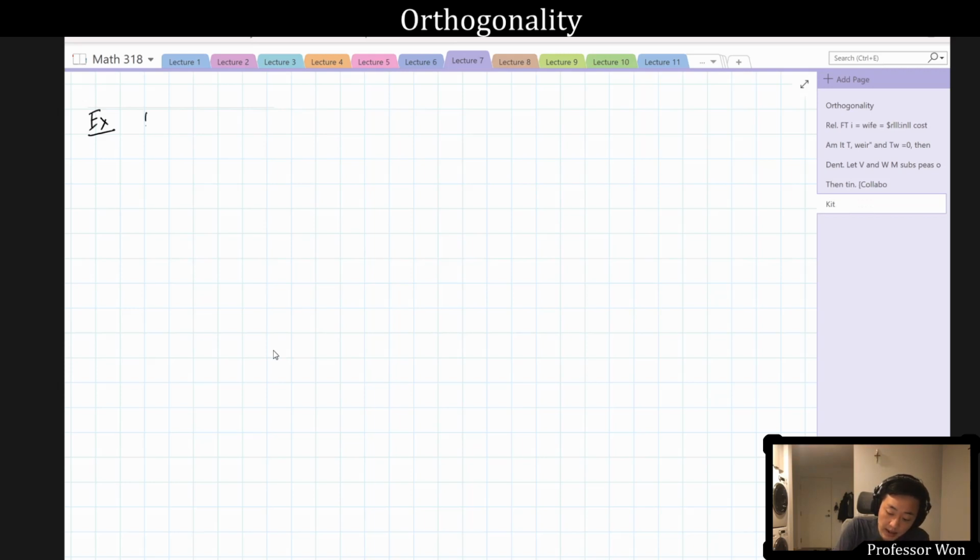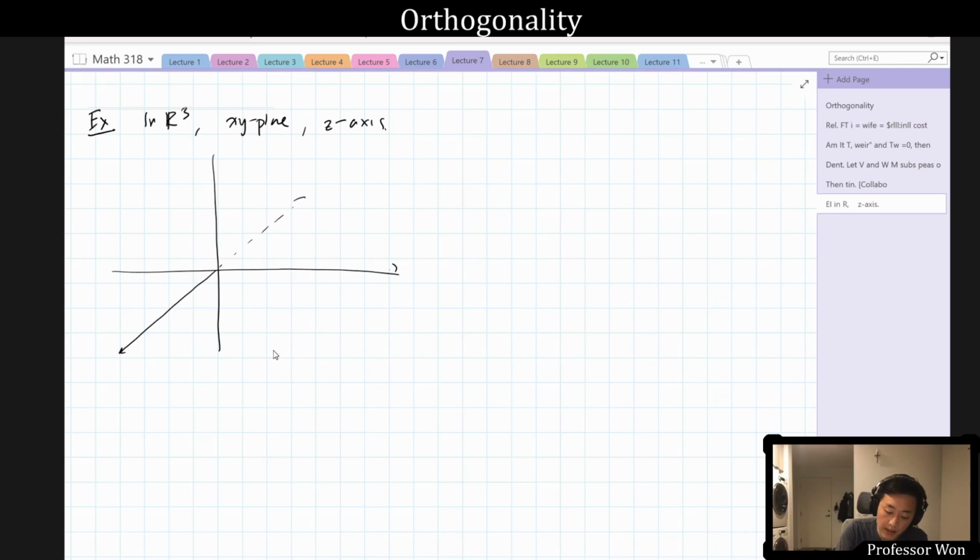Let's take a look at, in R3, the xy plane. That'll be our V, and the z-axis. So I'm inside of R3. This one's coming out of the page. And let's let V be the xy plane. That's horrible.